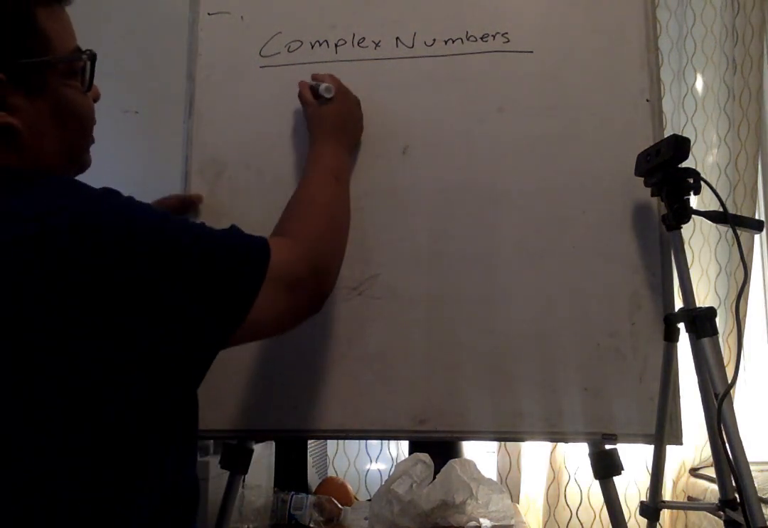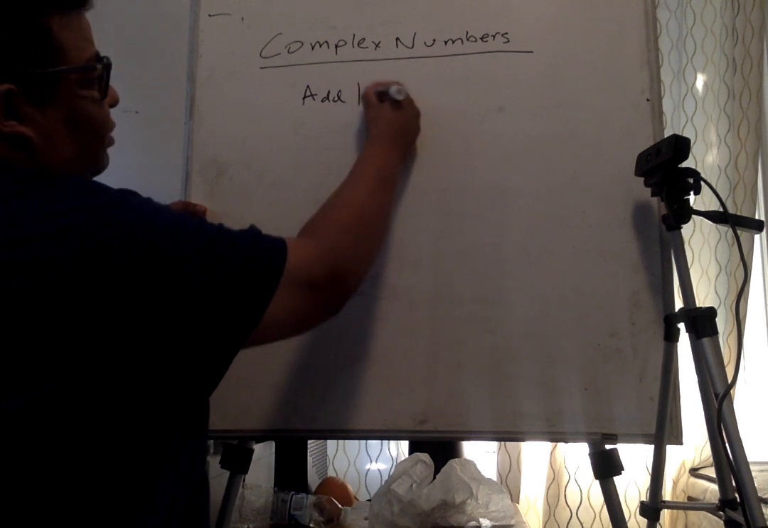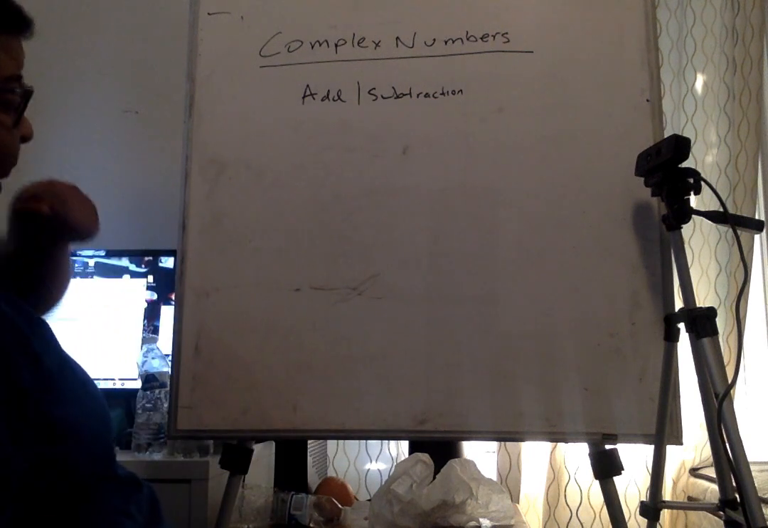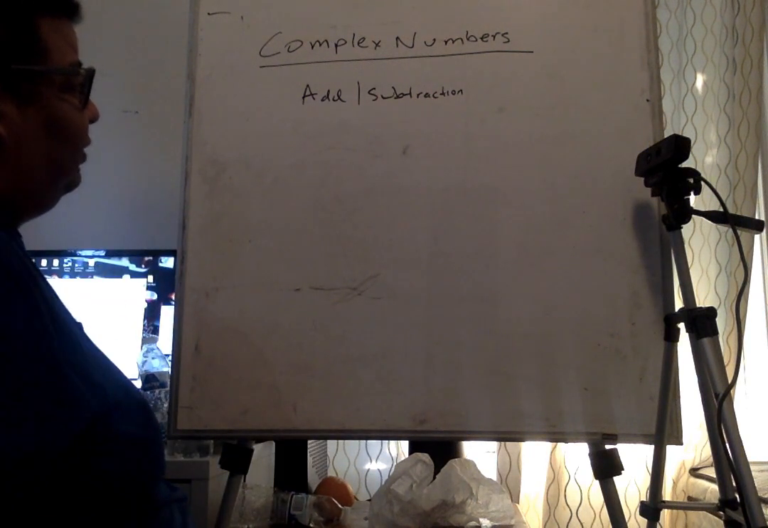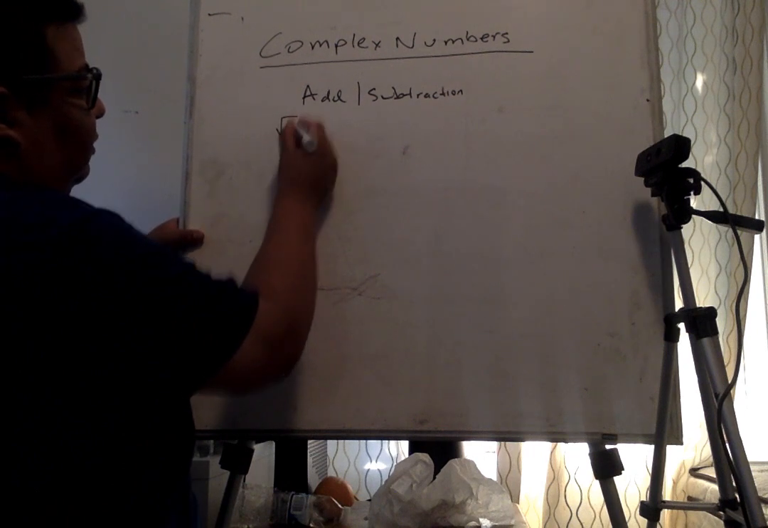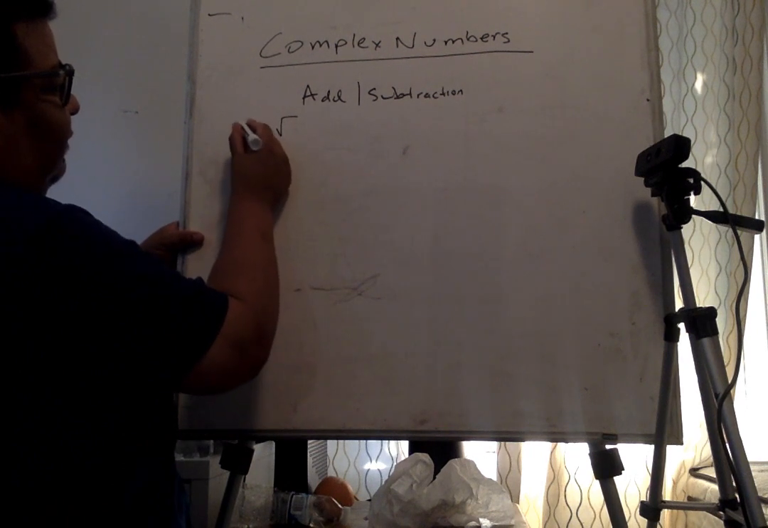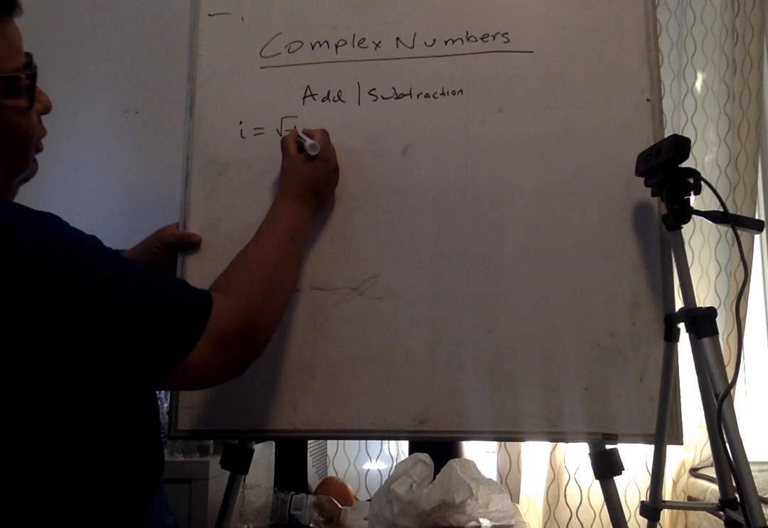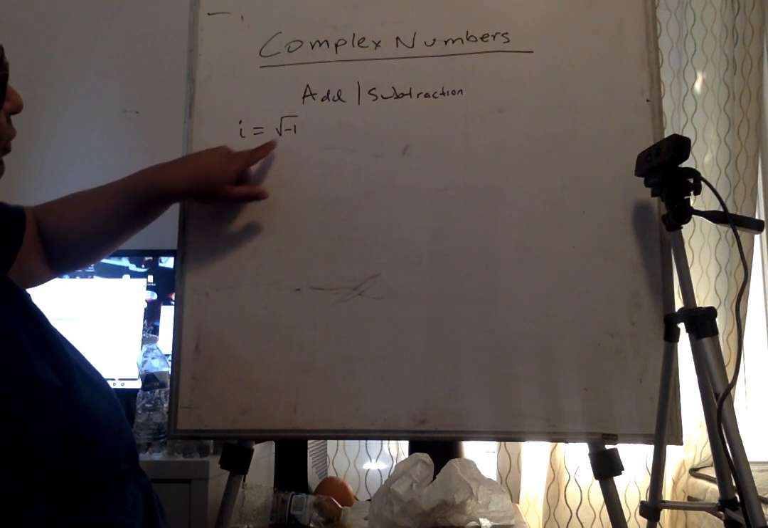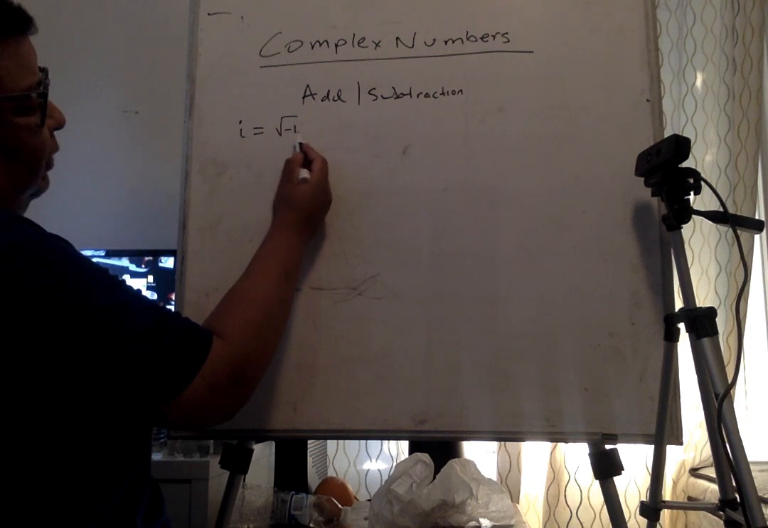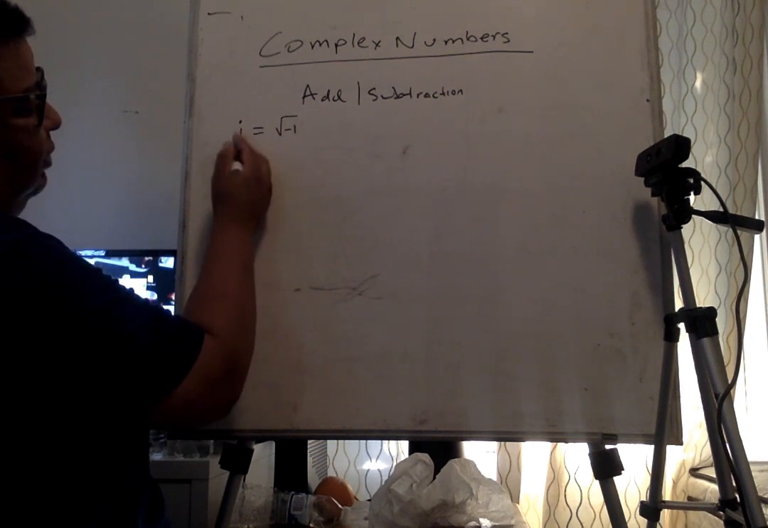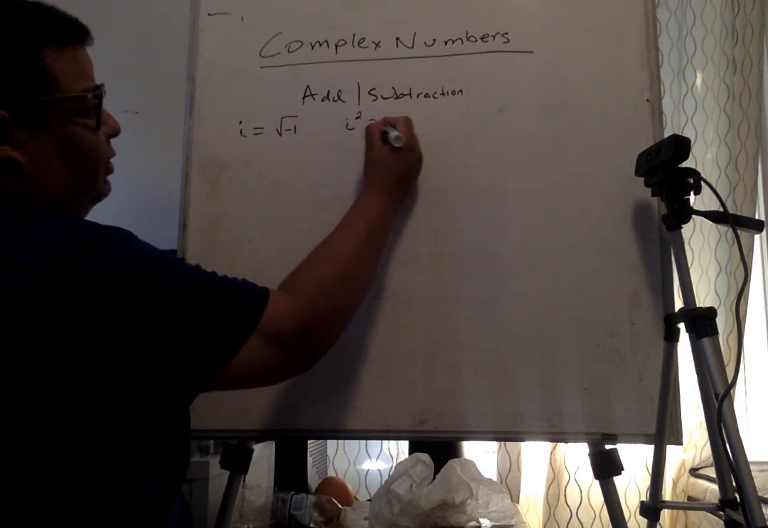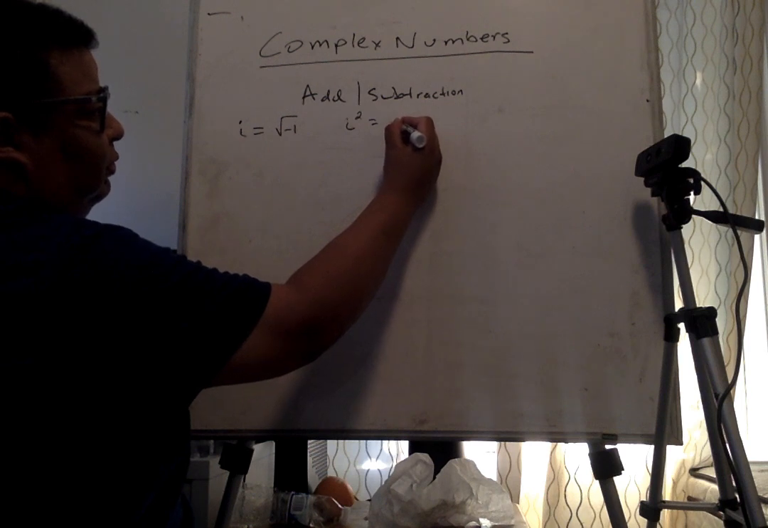First we're going to talk about addition and subtraction of complex numbers. Alright, so let's keep in mind what a complex number means: we have imaginary numbers. That means that when you take a radical, or let's say for example the radical of negative 1, it gives you i, and then we're talking about imaginary numbers or complex numbers. Also, i squared is equal to negative 1.